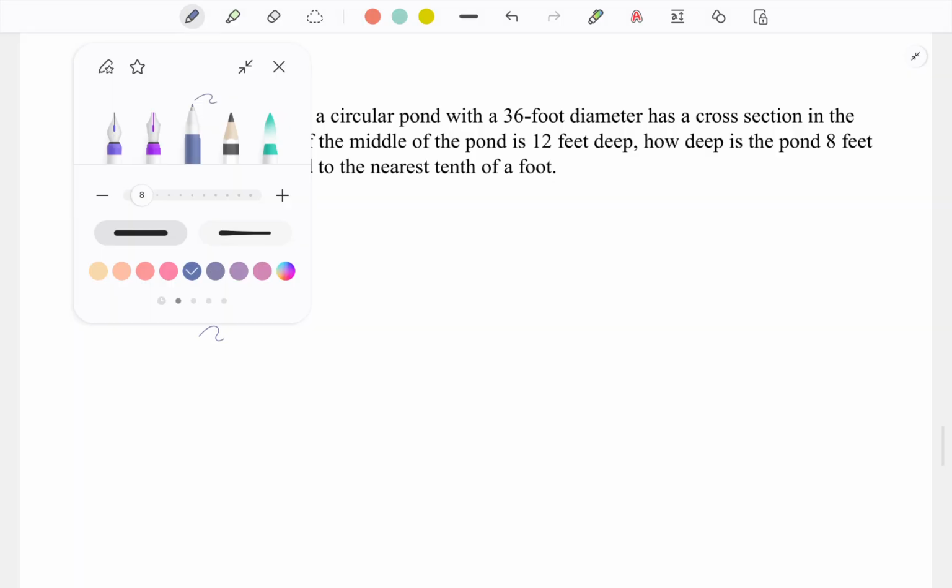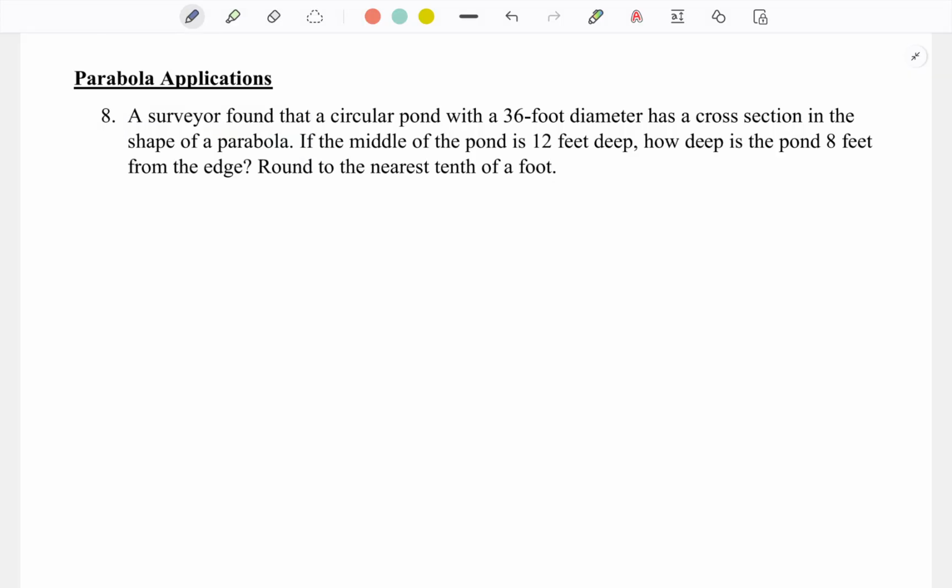Right, so last we have parabolas. So in our first question, we have a surveyor found a circular pond with a 36-foot diameter that has a cross-section in the shape of a parabola. So if the middle of the pond is 12 feet deep, how deep is the pond 8 feet from the edge?